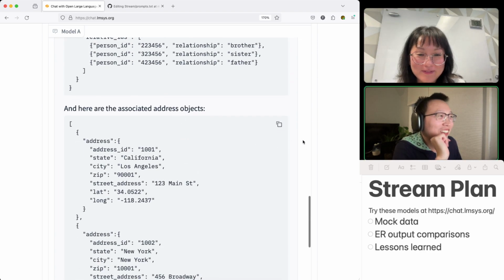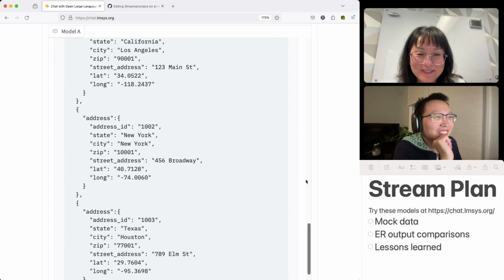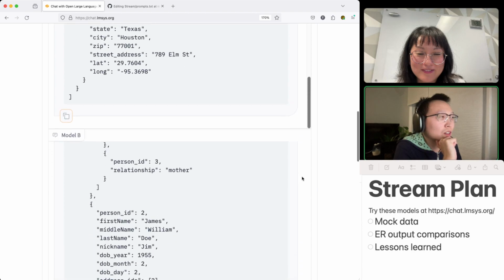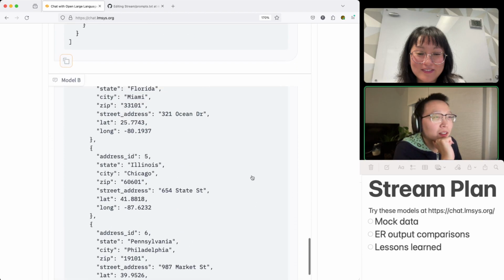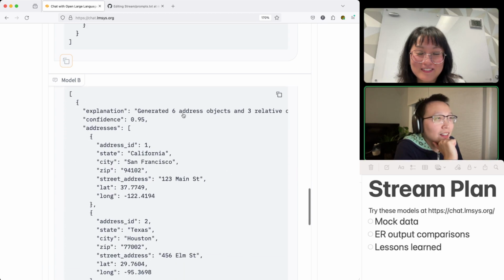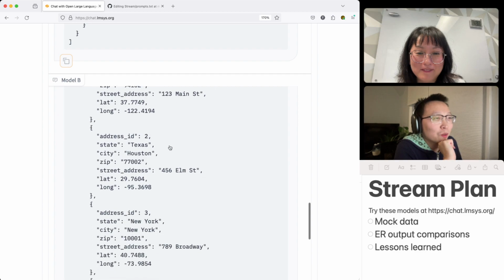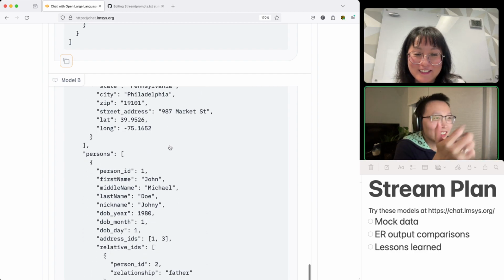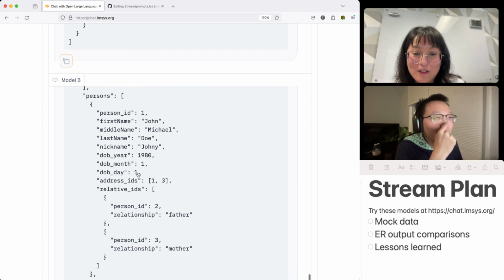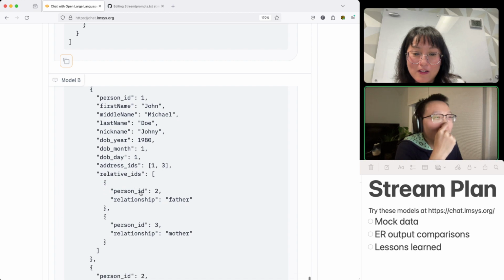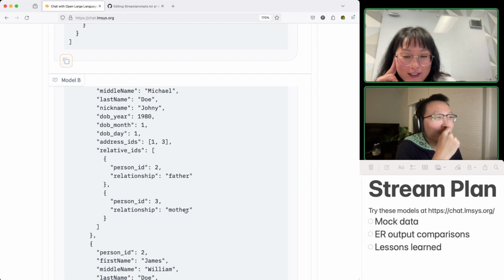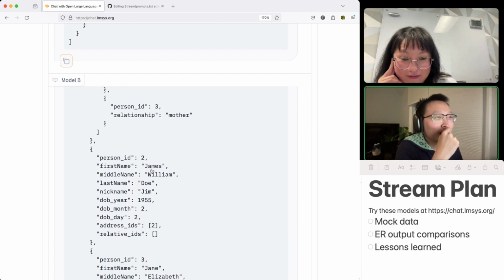Anyways, okay, so we were doing addresses. Let's see if Mistral Medium was able to do it. Does it generate six addresses? I hope so. One, two, three, four, five, six. It does, that's good. And then the person. It generated a person with two addresses. Person ID two and three, mother, father and mother. Person ID two is James Williams.